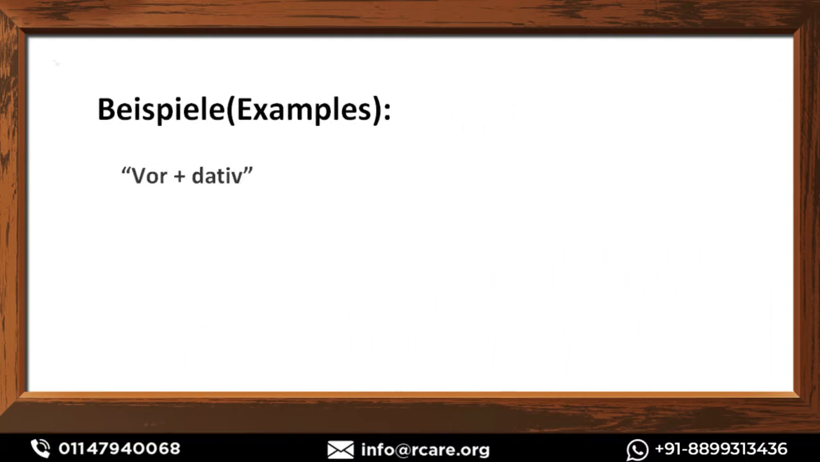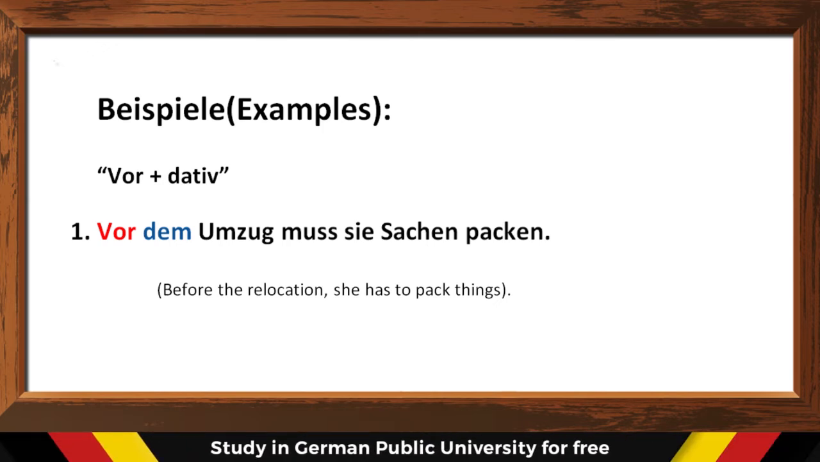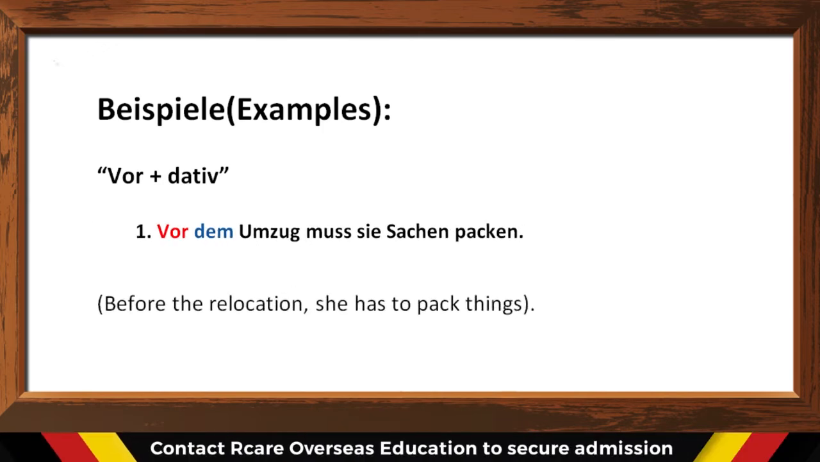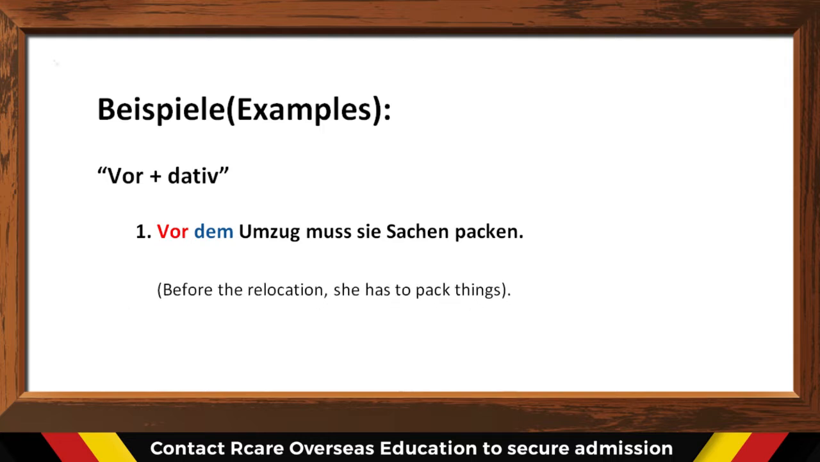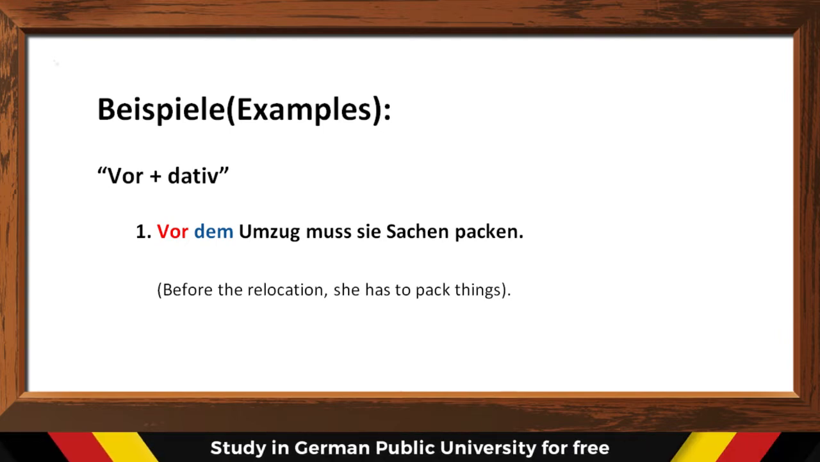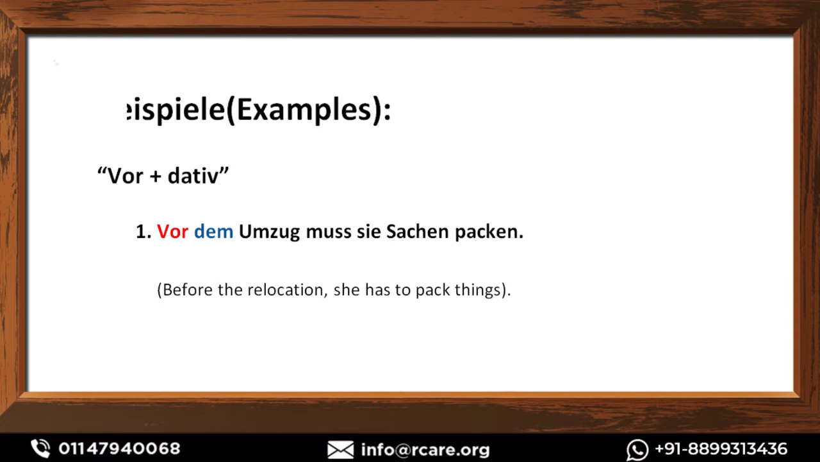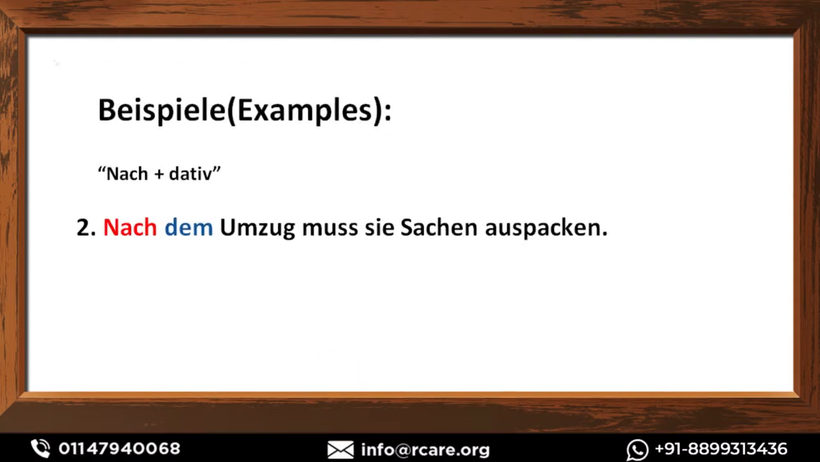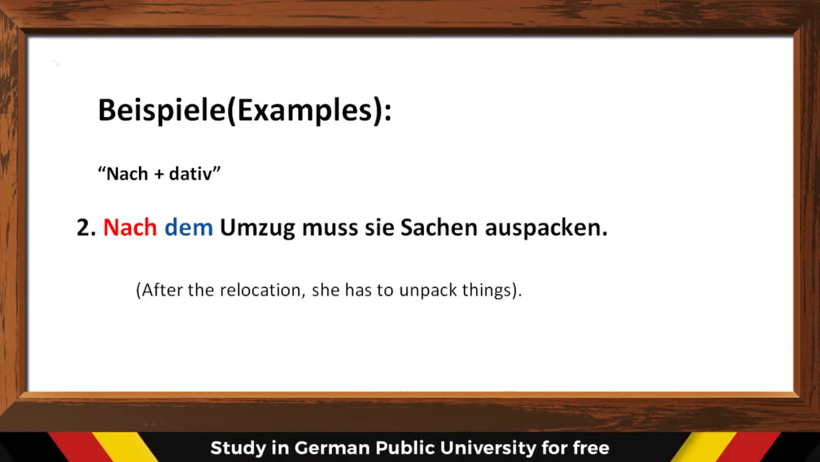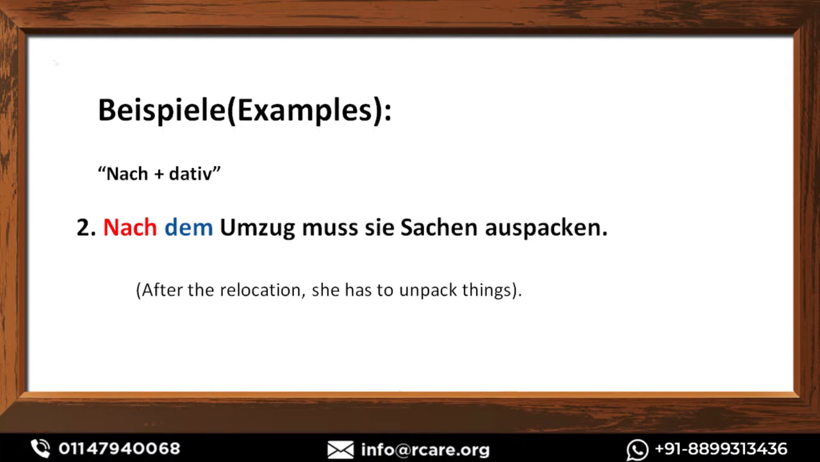Let's see some examples. Vor dem Umzug muss sie Sachen packen. Before the relocation, she has to pack things. Here, we are using vor with the noun Umzug and the article in dative case, because vor and nach are dative prepositions. Nach dem Umzug muss sie Sachen auspacken. After the relocation, she has to unpack things. Nach is also a dative preposition.